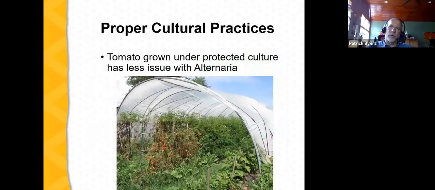Proper cultural practices. Growing tomatoes under protected culture can be huge in managing Alternaria. This picture was a situation that really brought it home to me. So here we see a row of tomatoes that is under a caterpillar tunnel, but the last 10 feet or so of the row were outside of the caterpillar tunnel. Those plants are dead because of Alternaria, whereas the plants underneath the protection of the caterpillar tunnel are doing just fine and are productive parts of that planting. So again, just changing the environment to reduce the presence of free water on the plants has been huge from the standpoint of reducing Alternaria.